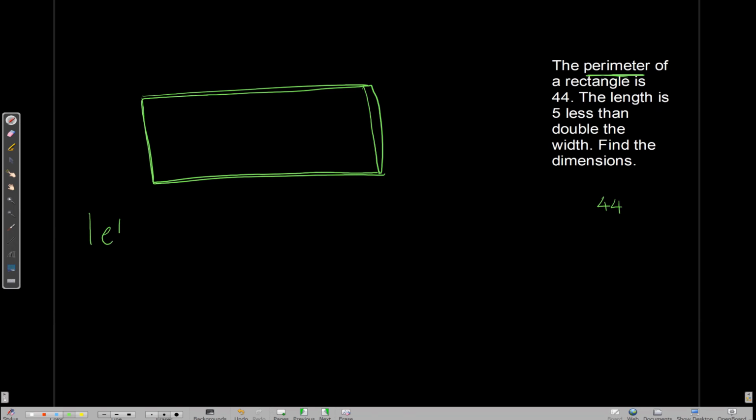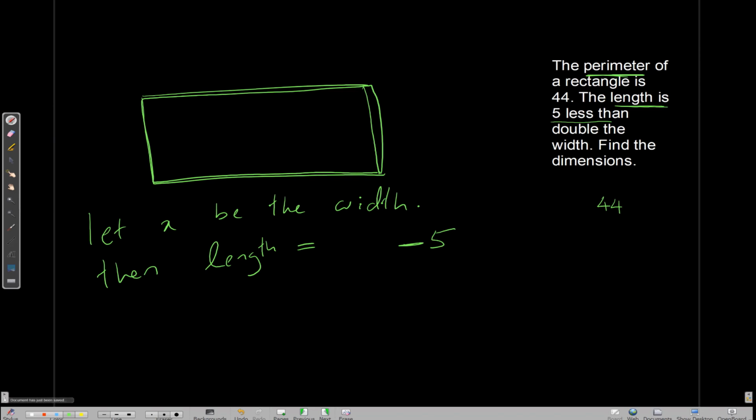So let x be, I would like to take the width. Then you have to write the length in terms of x. Length is 5 less than, so minus 5, double the width. Width is x, so 2x. Find the dimensions. Now you know the length. So in my figure, this is 2x minus 5.